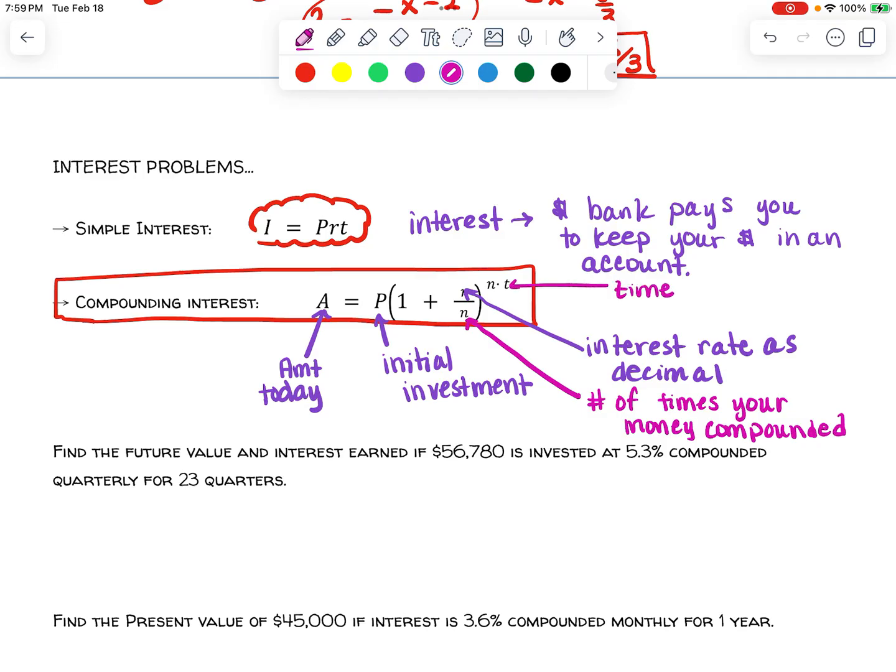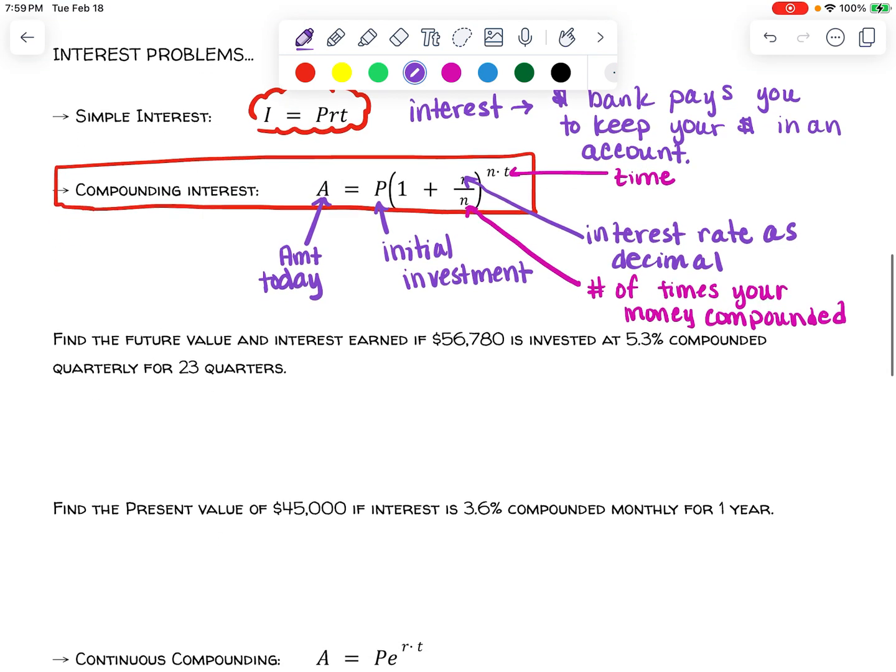Now, each situation is different. There are times where you're compounded monthly. That's most banks. There are other times where you're compounded yearly, quarterly, etc. Okay? So let's take a look at this one. It says, find the future value and interest earned if this amount of money is invested at 5.3% compounded quarterly. So compounded quarterly. And I want to go for not 23 quarters. Let's go for 23 years.